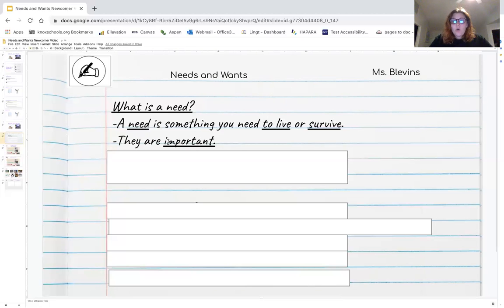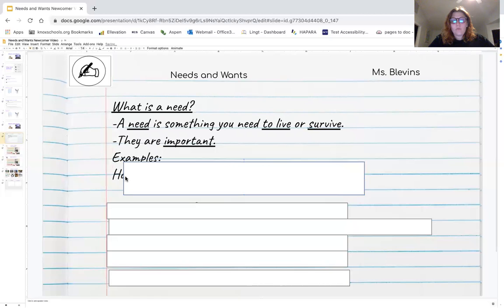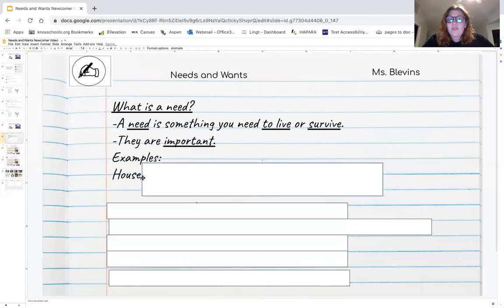All right, so what are some examples? We know a house is a need, okay, but what else can we think of? Examples, a house, what else? You take a minute and think. A house is a need, what else is a need? Take a minute and think. When you have some ideas, 2 or 3 ideas, you can write them down on your paper. A house is important. What else is important to live or survive?